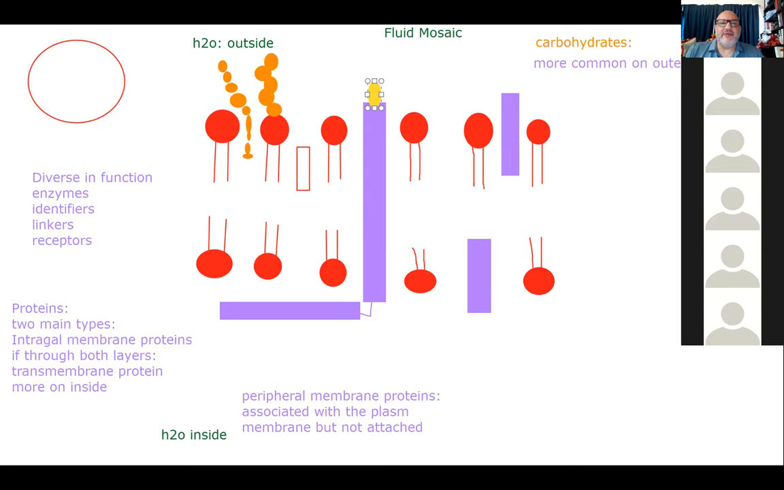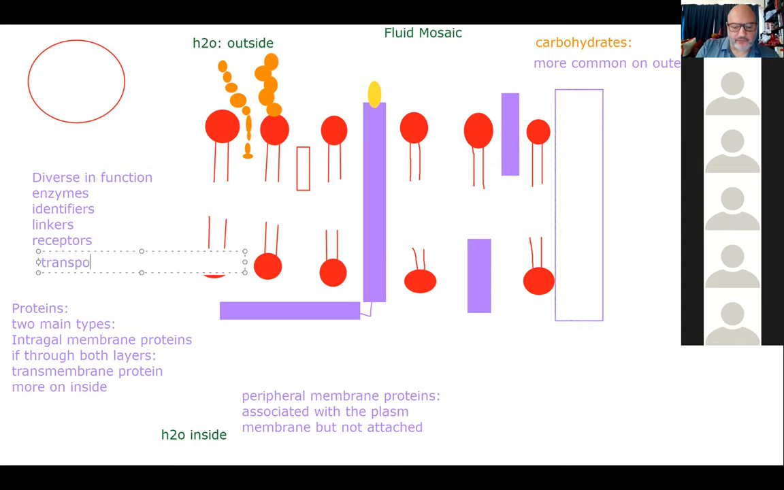And the other thing they can be, and I'll cheat by making this one hollow, they can be either transporters or channels, things that allow molecules to get either into or out of the cell. Now, obviously, if they're going to allow things to get into or out of the cell, they must be a transmembrane protein.